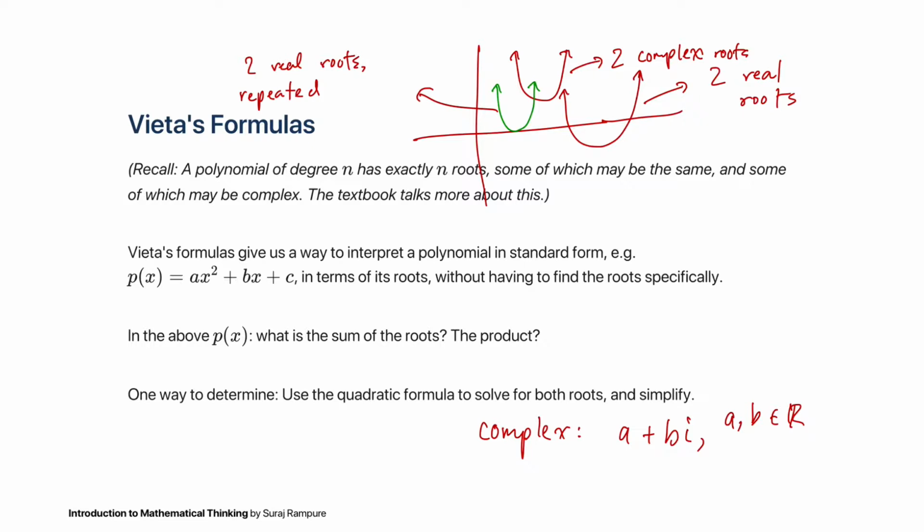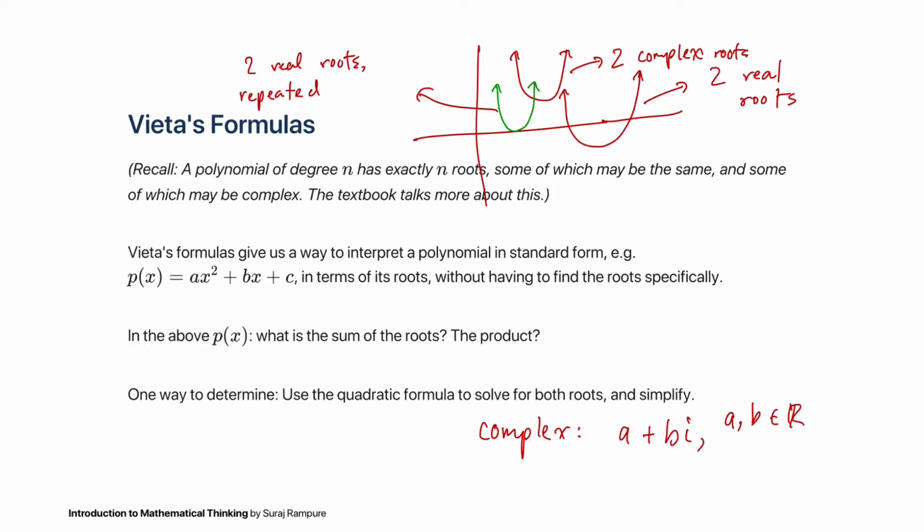Okay? And so, knowing nothing about Vieta's formulas, the first way you'd approach this, with at least a parabola, is to use the quadratic formula, right? Because we have an explicit closed form solution to finding both of the roots, and then we can find an expression for what the sum of those roots should be and the product of those roots should be. Does that sort of make sense?